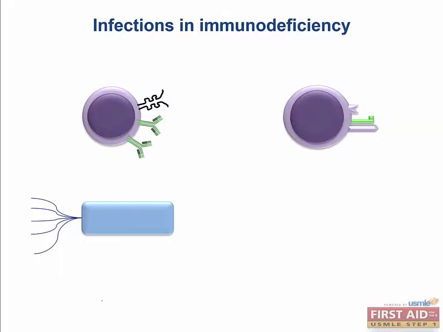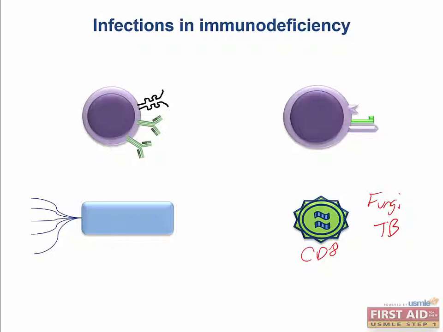What about T cells? All right, what infections do you think you'll be prone to? Viruses, right? Because what type specifically of T cell combats viruses? CD8 T cells or cytotoxic T cells. What other infections in general? I don't have a picture of them, but fungi and tuberculosis or mycobacterial organisms.